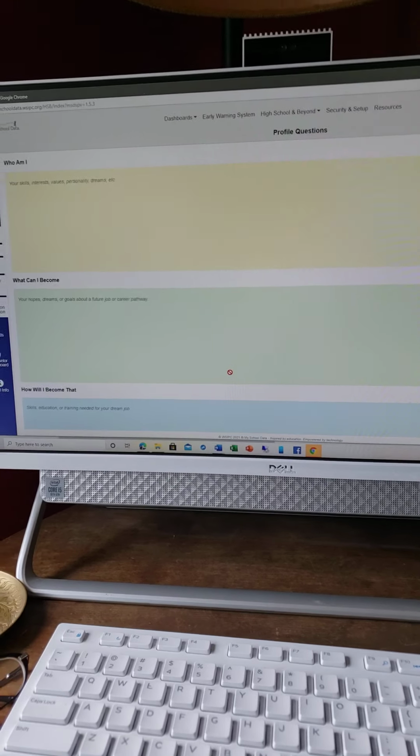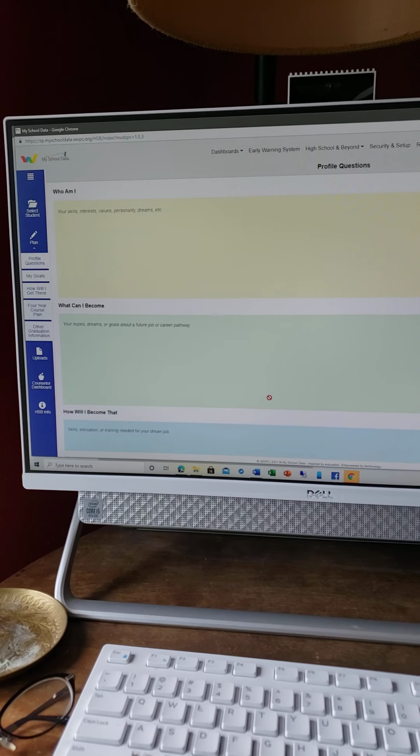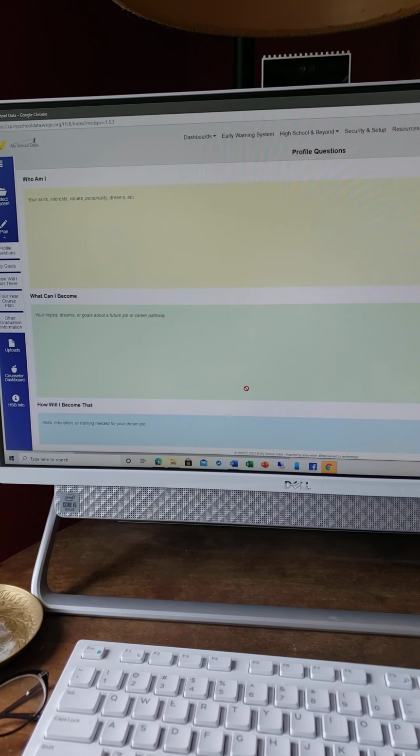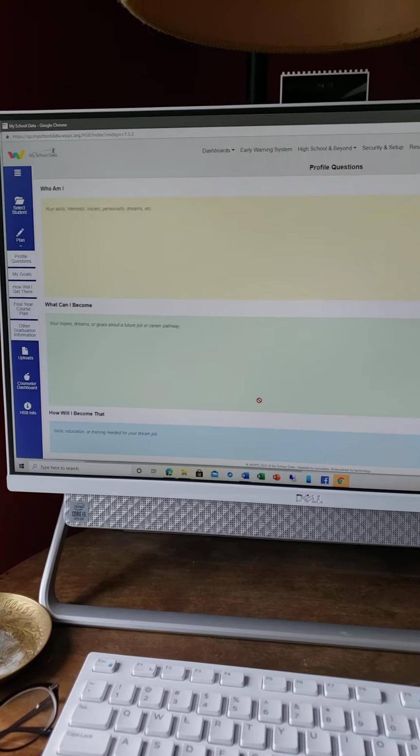So here's the next step in this whole process. We got some good information from our YouScience data, and it's told us a little bit about who we are, and it's told us a lot about career interests and aptitudes, and we know the difference between an interest and an aptitude.